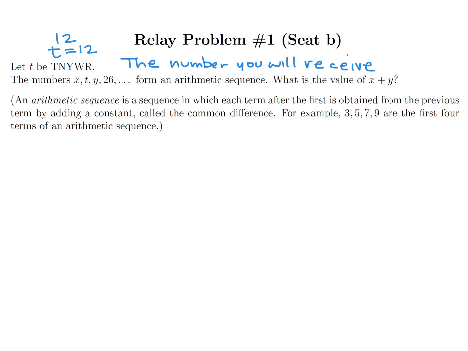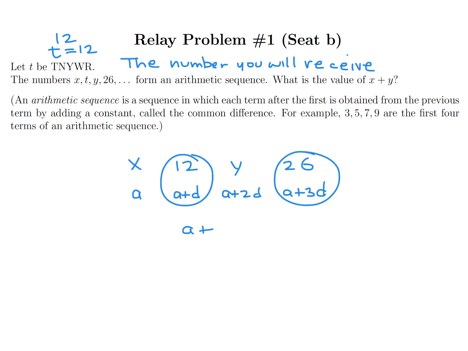Okay, the numbers x, t, y, 26 form an arithmetic sequence. What is the value of x plus y? So we have x, t, which is 12, y, and 26. Now, arithmetic sequences are of the form a plus d, a plus 2d, a plus 3d, and so on. So this immediately gives us two equations, that a plus d is 12, and a plus 3d is 26.